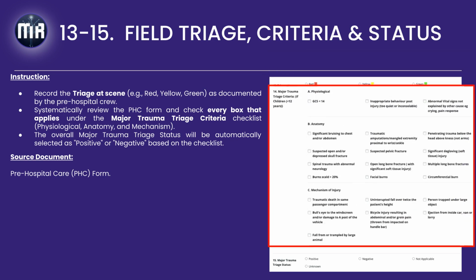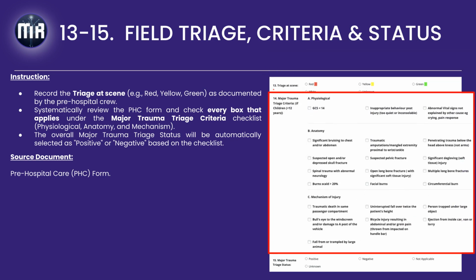Next, and most importantly, is field number 14, the major trauma triage criteria. This is not just a simple list. It is a formal checklist divided into 3 categories: physiological signs, anatomical injuries, and the mechanism of the injury. Your instruction is to meticulously review the entire PHC form and check every single box that applies to the patient. For example, if the patient's systolic blood pressure was below 90, you must check that box under physiological. If they had a suspected unstable pelvic fracture, you must check that box under anatomy.